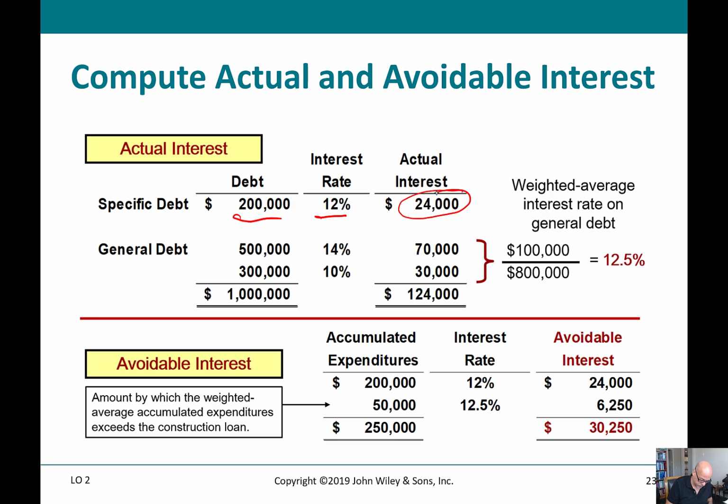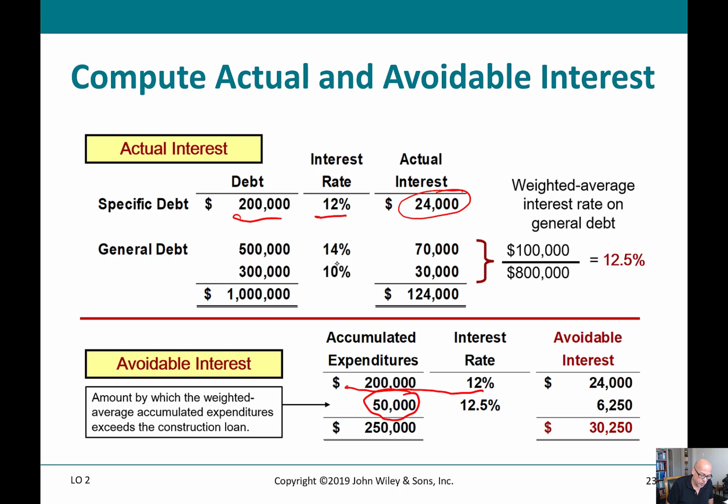That's 24,000, right? But what happens? We had 250,000. So what interest rate should we apply to that excess over the weighted average of accumulated expenditures in excess of the specific borrowing, the 200,000, that 50,000 right there, right? That's for the specific borrowing right there, that 50,000. What interest rate should we use?